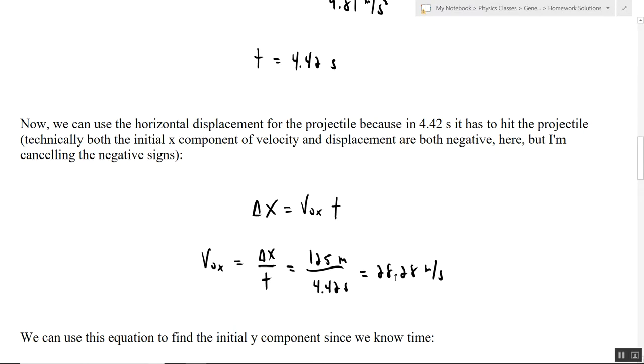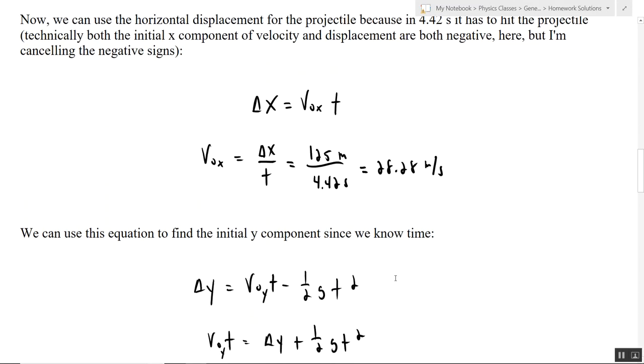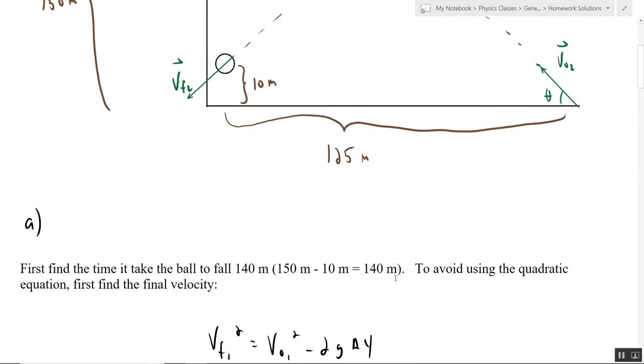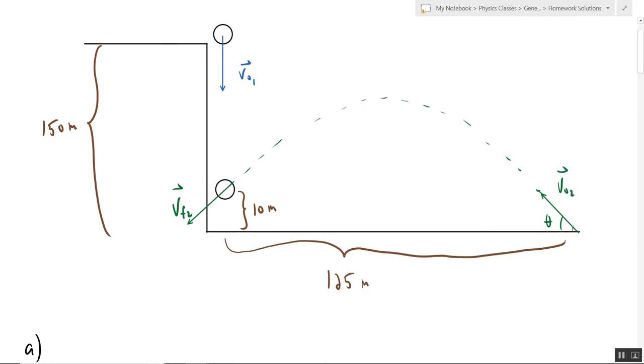So the x part of the velocity has to be 28.28 meters per second to cover that displacement. But not only that, it has to be horizontally that far away, but it also has to be vertically 10 meters above where it starts, right? It starts here. If it's to collide with this ball 10 meters above the ground, then the delta y has to be plus 10 meters for the projectile.